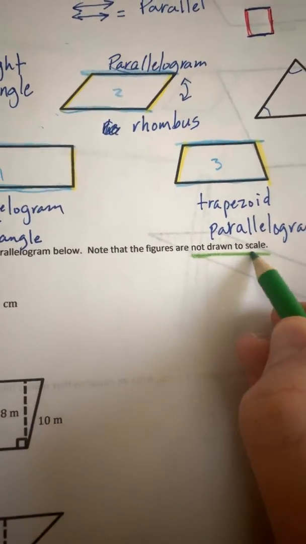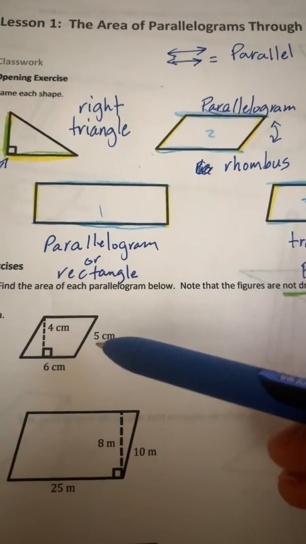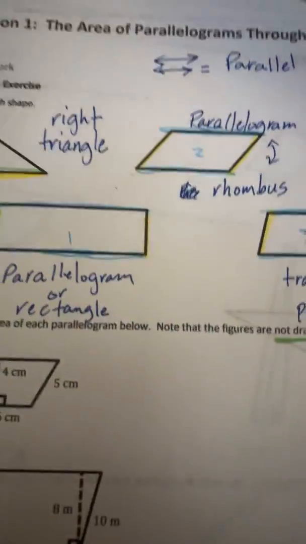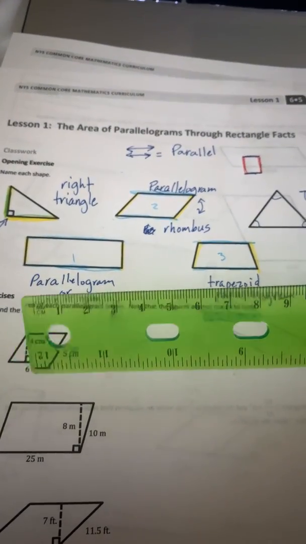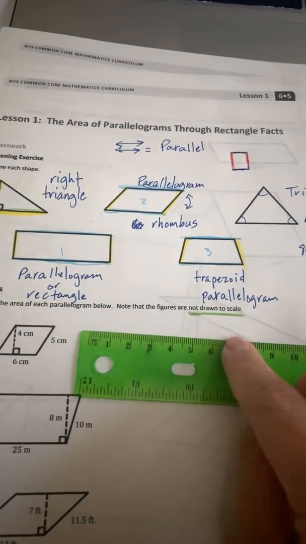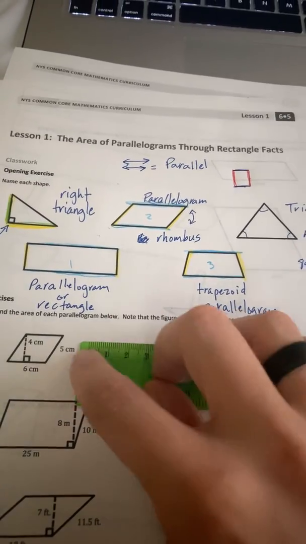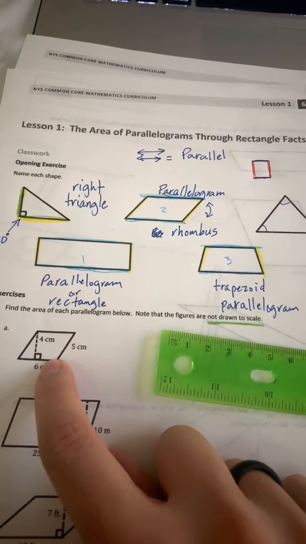What it means when it says not drawn to scale, it means that they're not necessarily exactly 5 centimeters. It's not in reality 5 centimeters. If you notice here, I have a ruler. I'm gonna use this one, which is a little bit more transparent and easier for me to see. The top units are centimeters. These bottom units are inches. I noticed that the units here on the problem are centimeters.